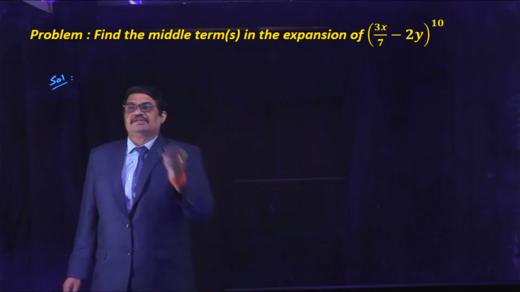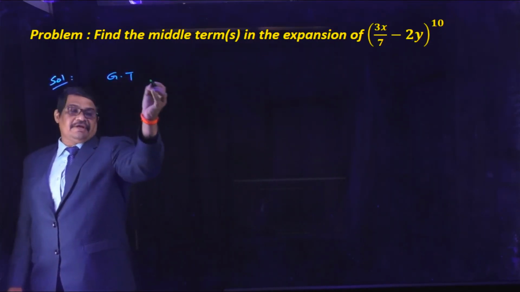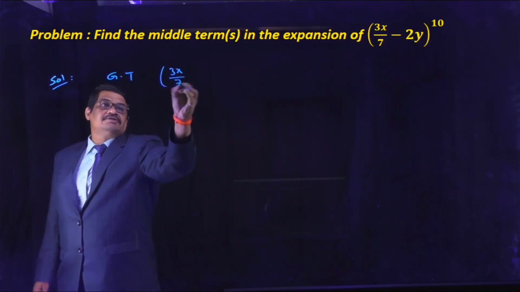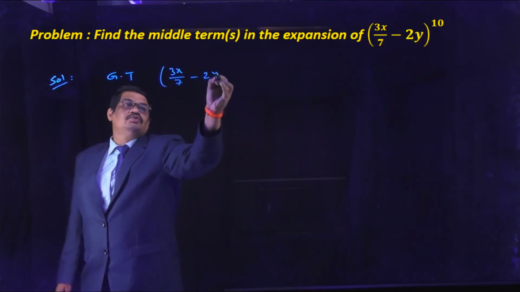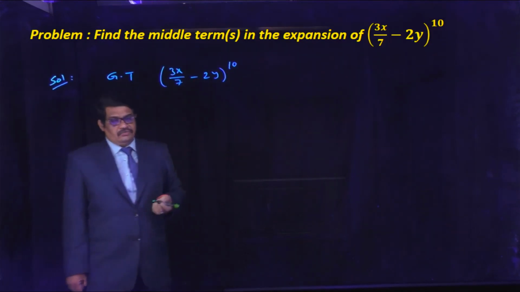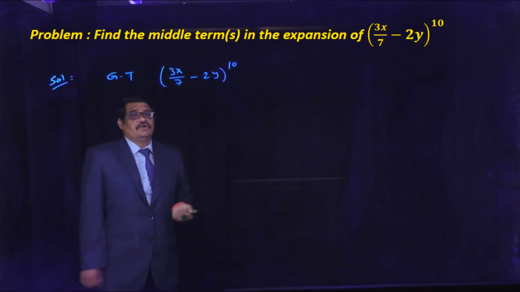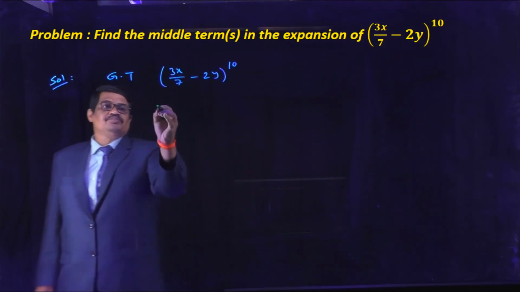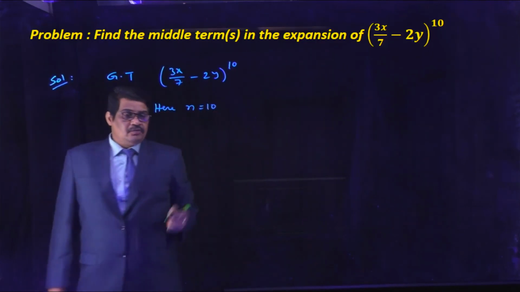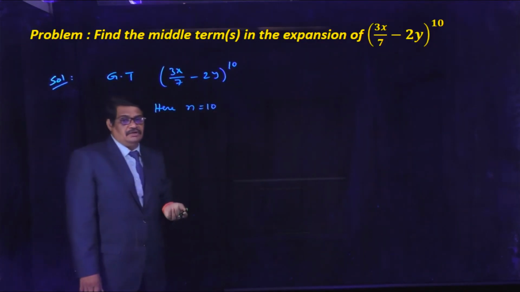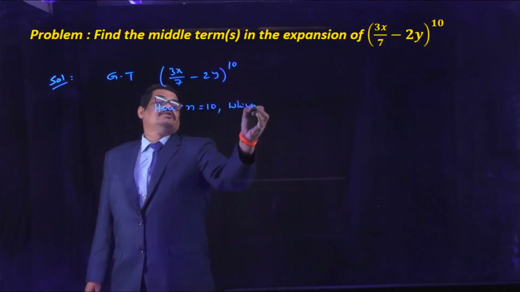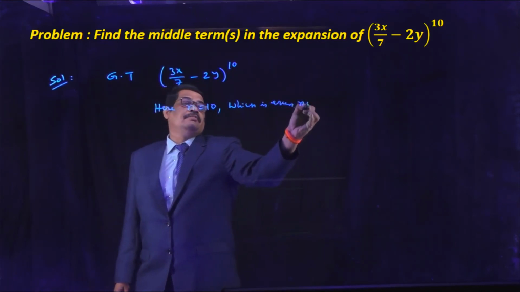What is the given expression? The given expression is (3x/7 − 2y) to the power of 10. Now I have to find the middle term. Here n is the index, and n is equal to 10. Is 10 even or odd? It is an even number.